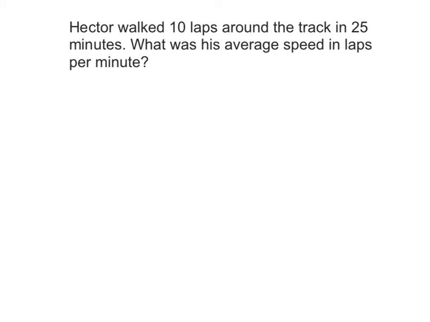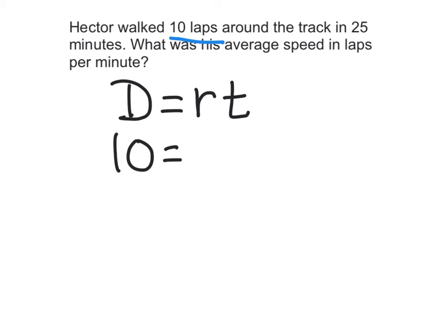All right, go ahead and pause your video and set up this equation and see if you can solve for the missing quantity. Welcome back from pausing the video. Let's start with our formula, distance equals rate times time. Let's identify what we're given. Hector walked 10 laps, so that's the distance. 10 goes in place of D. And he did it in 25 minutes. Okay, so 25 goes in place of T, and we're solving for the rate.